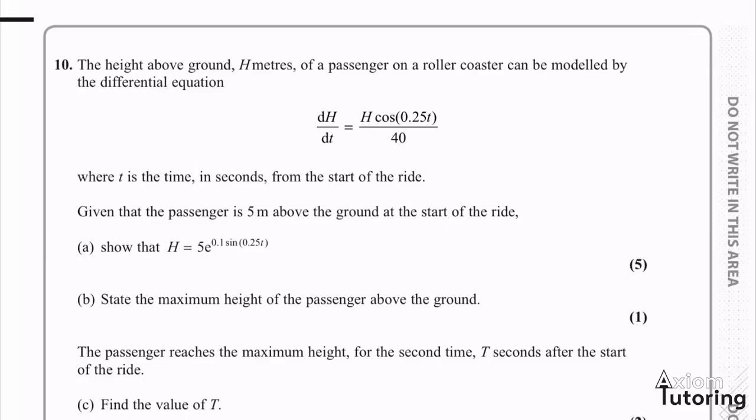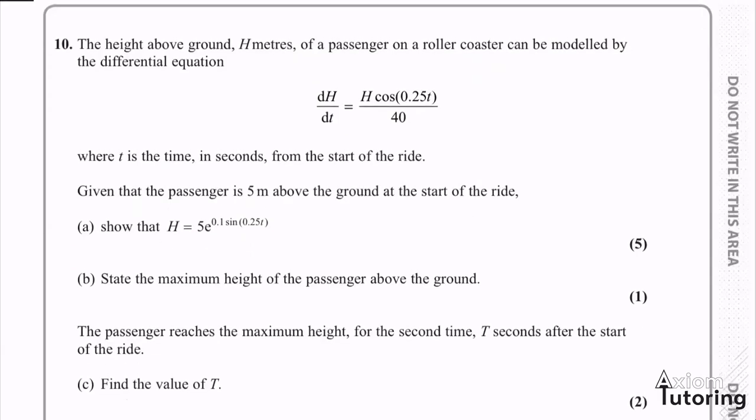So the height above ground, h meters, of a passenger on a roller coaster can be modelled by the following differential equation, where t is the time in seconds from the start of the ride. Given that the passenger is 5 meters above the ground at the start of the ride, show that h can be expressed as a function of t in this following form.